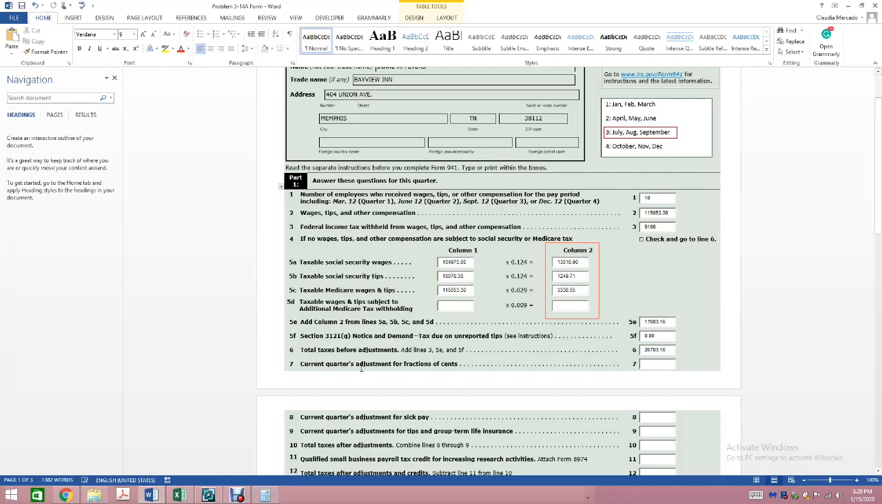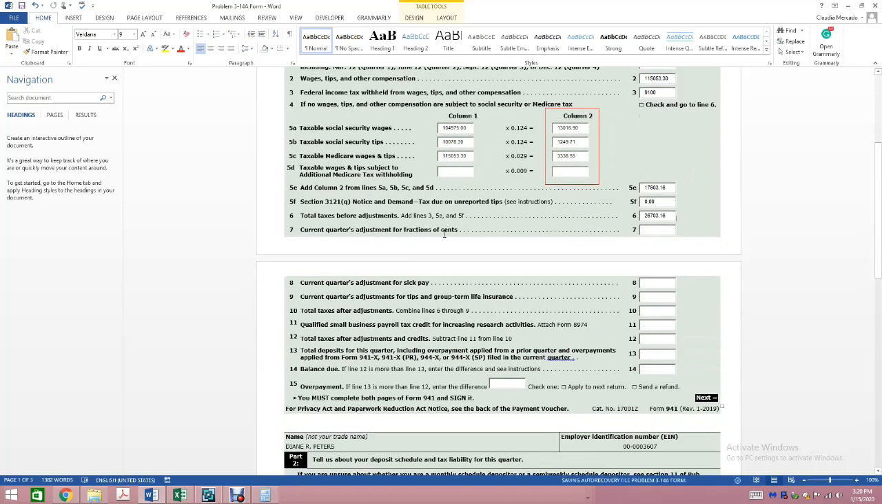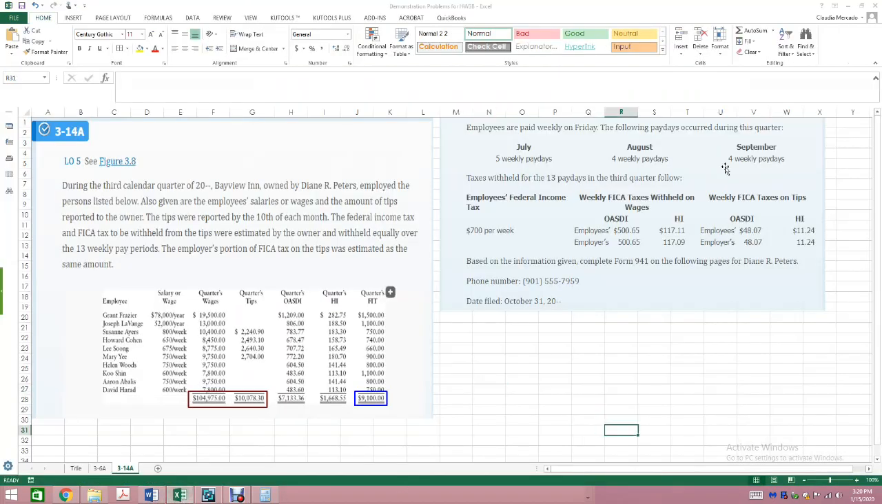Okay. Now this is where it gets tricky. We have to calculate any adjustments for fractions of cents. Now this is a little bit complicated. To calculate our current quarter's adjustments for fractions of cents, we're going to go back to my problem. This is how much I deducted from both my employee and my employer for each of the taxes. We need to add all of these taxes, multiplied by 13 pay periods to get the amount of taxes that was withheld from either our employees or paid in by our employer.